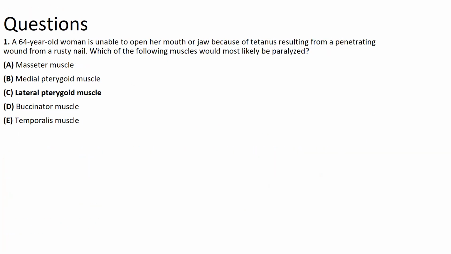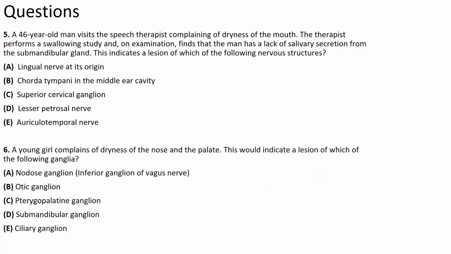And then a couple more questions. A 46-year-old man visits a speech therapist complaining of dryness of the mouth, performs a swallowing study and finds that he doesn't have saliva secretion from the submandibular gland, and that indicates a lesion of which of the following nerve structures? Think about it. And then I think, actually, I don't know that one. We'll see what it says. And then a young girl complains of dryness of the nose and the palate. This would indicate a lesion of which of the following ganglia? So chorda tympani for the first one, and then pterygopalatine ganglion for the last one. Ignore that, you don't need to know that right now. The chorda tympani one is a little more relevant, but the number 6, don't worry about that.